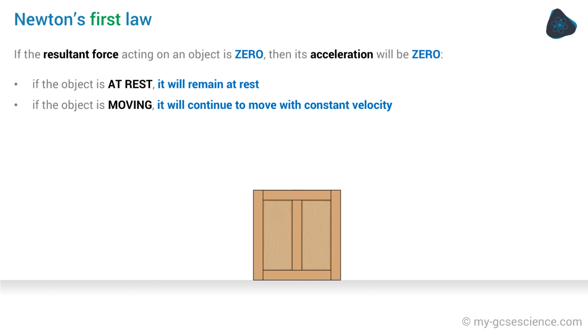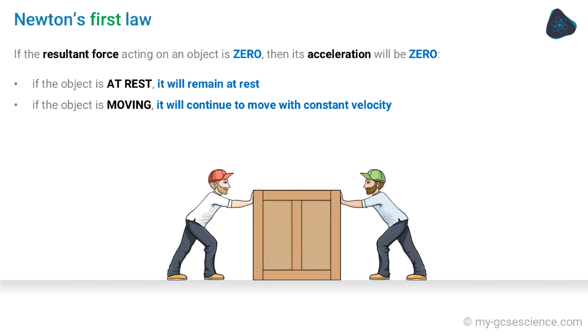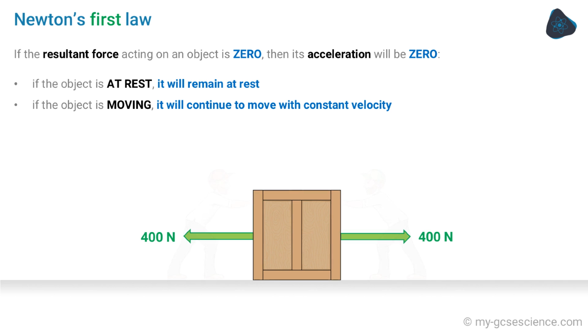Have a look at this box as it sits at rest on the ground. Its weight, which is acting downwards, is balanced by the upwards normal reaction force from the ground, so the unbalanced or resultant force acting on the box is 0. Because the box is already at rest, it will remain at rest. Exactly the same thing happens to the box when these two men try and push it in opposite directions with equal forces. Because the resultant force acting on the box is still 0, it will still remain at rest.